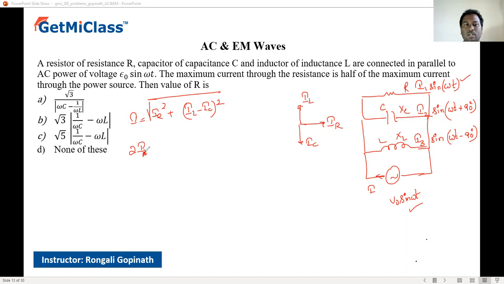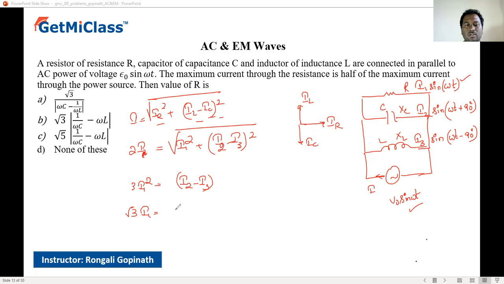So we can say 2 times I1 is equal to, basically these are the amplitudes of R, L and C, the square root of I1 square plus I2 minus I3 whole square, which can be written as 3 times I1 square equals I2 minus I3 whole square. Removing the squares, it is root 3 I1 is modulus of I2 minus I3.